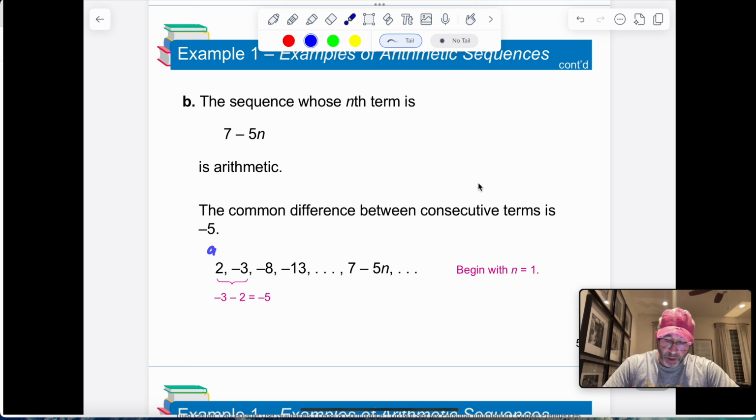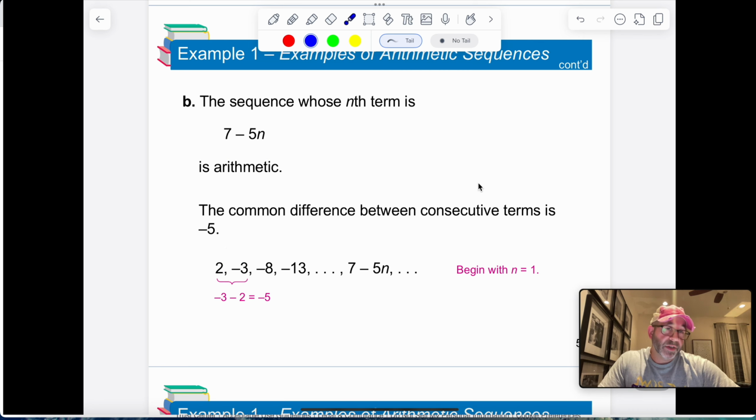So this is A1, this will be A2, this will be A3, this will be A4, right? And so if I go ahead and put in my first term, 7 minus 5 times 1, that's where we get that 2 from. And then if I say, well, this is my second term right here, this is A2, then I would put in 7 minus 5 times 2. That's where I get that -3.